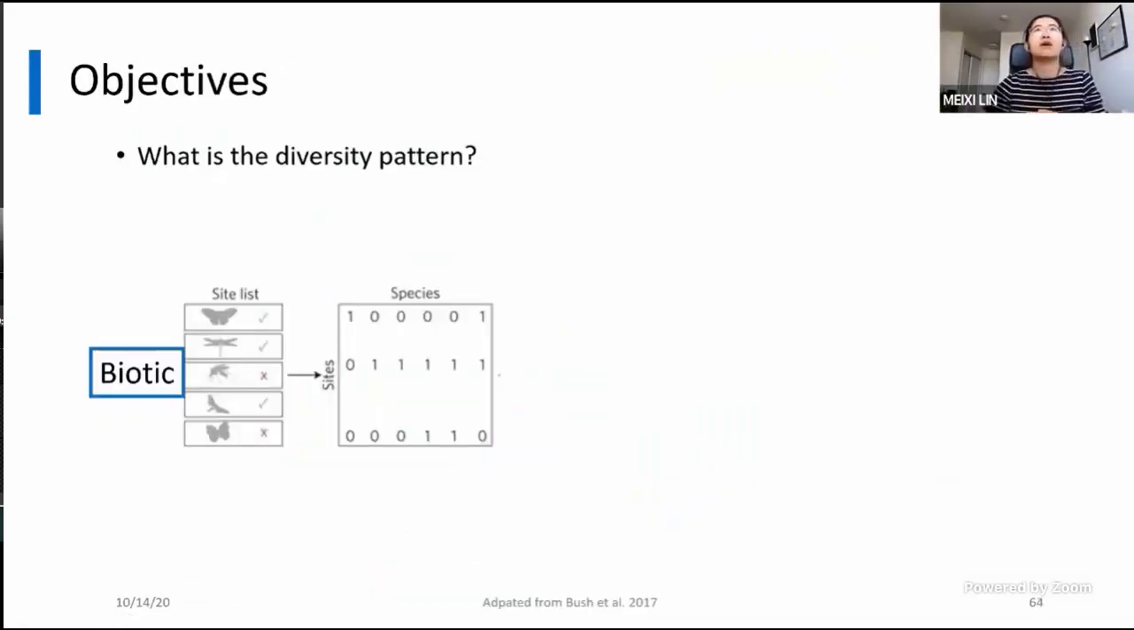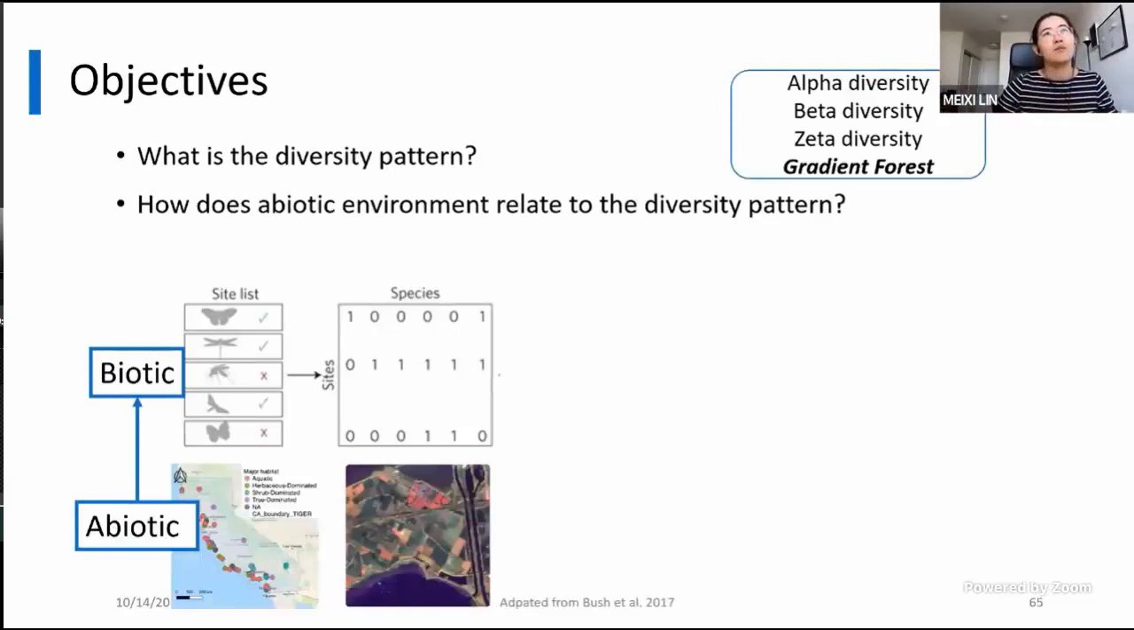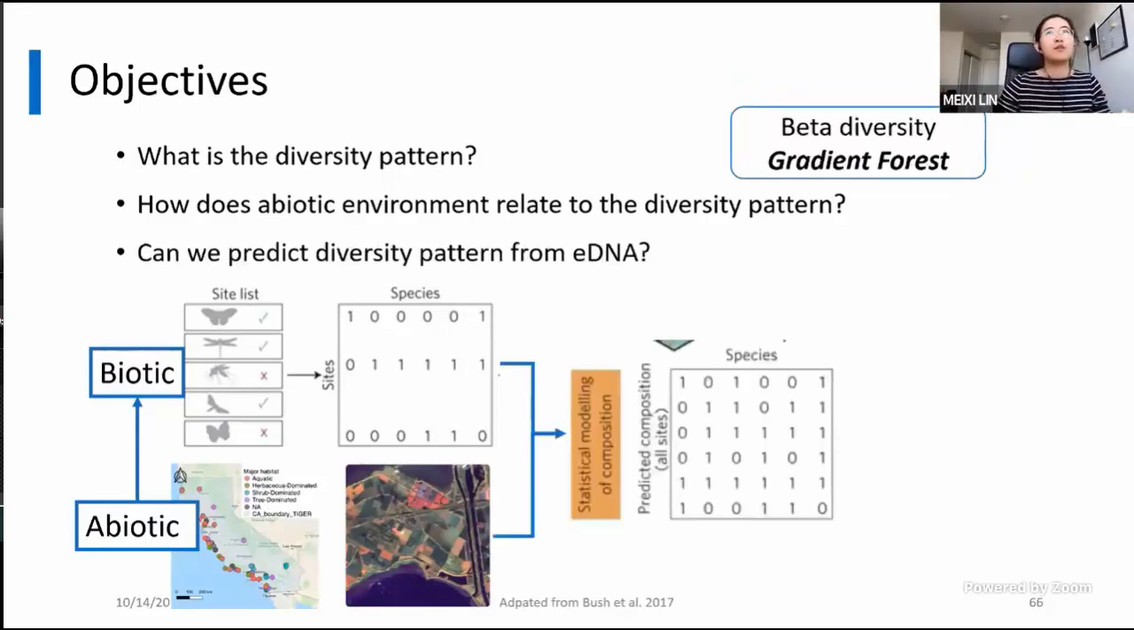Cool. So our objectives are threefold. First, we want to understand what was found in the eDNA samples that we received from the volunteers. Secondly, we want to understand how the abiotic environment relates to the diversity patterns. We actually explored from alpha diversity to joint species modeling, but today, because of the time limit, I will be mostly focusing on the beta diversity patterns for this talk. Third, as every ecologist does, we want to fill in the gaps of the sites that we did not survey.